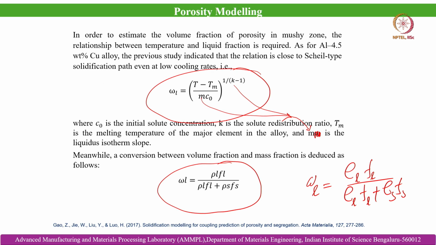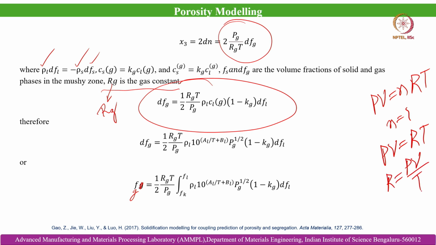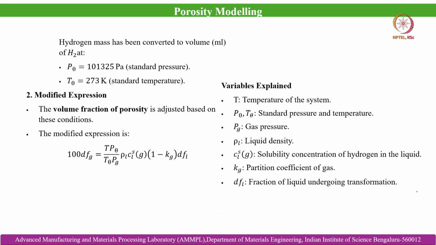So, what was our expression? Our expression was this, dFg is equal to half Rgt. So, what are we basically doing? As we know that Pv is equal to nRt, assuming n is equal to 1, we get Pv is equal to Rt. So, from here we can evaluate R is equal to Pv by T. Okay. And here P is the standard atmospheric pressure P theta, T is the standard temperature T theta, and V here we can define as Cc by 100, that is what we can consider. So, in that case 100 goes to this side.